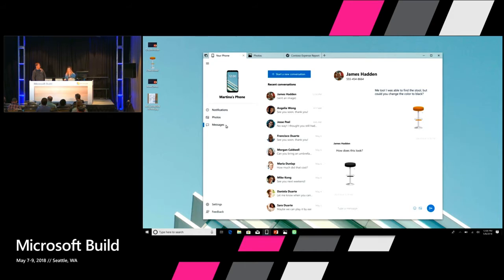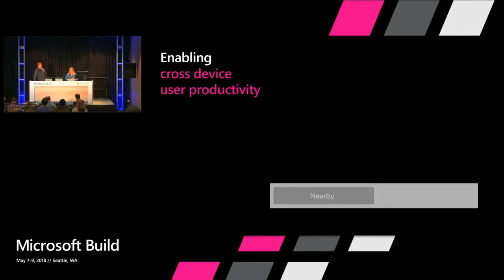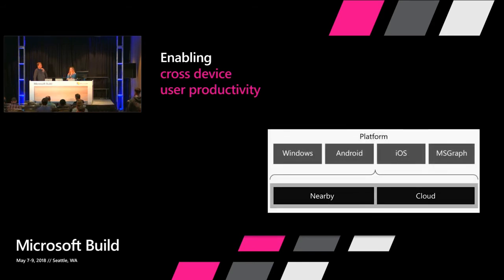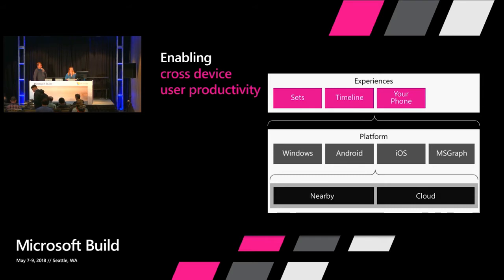The best part about these experiences that we just showed you is that they're built using the same SDK and the same APIs that we're going to show you today. Our main goal is to enable cross-device user productivity. We've done that by building a platform that lets you interact with devices both nearby and in the cloud. We run on Windows, Android, iOS, and using Microsoft Graph, we're the services and client APIs that power experiences like Sets, Timeline, the Your Phone app. But most importantly, we're the platform to enable developers like you to create amazing cross-device experiences in your own applications.